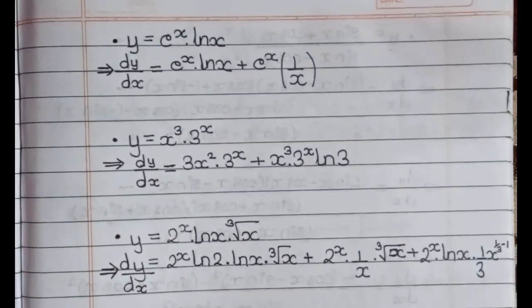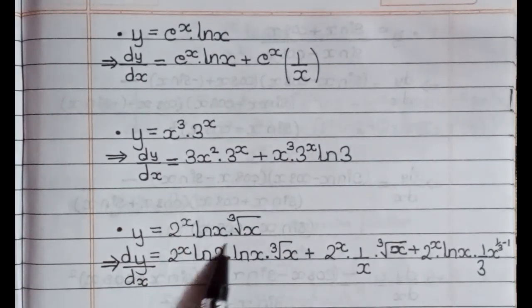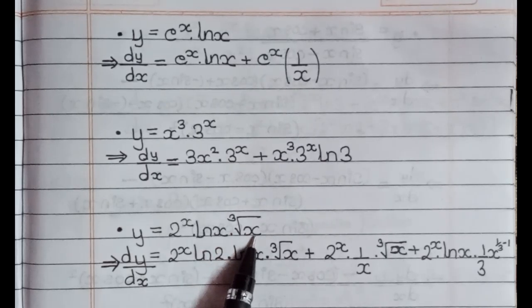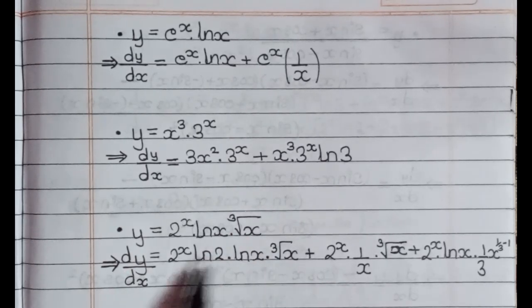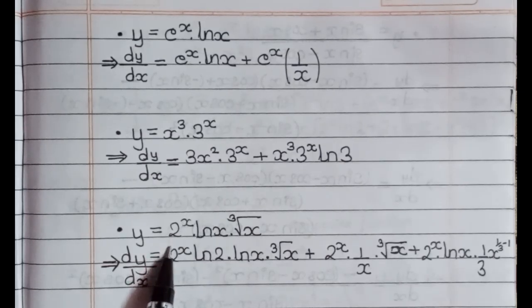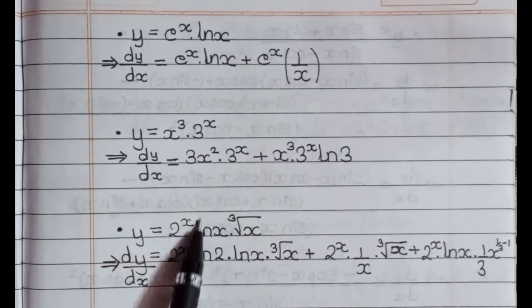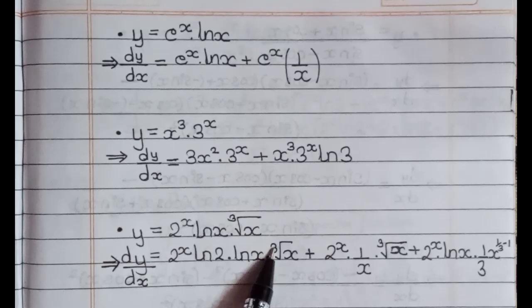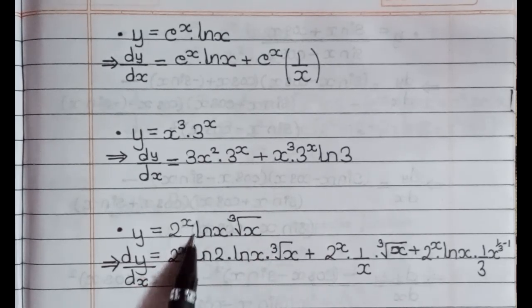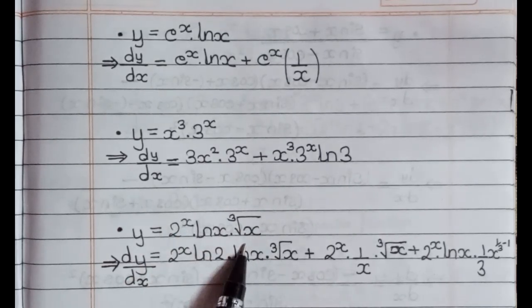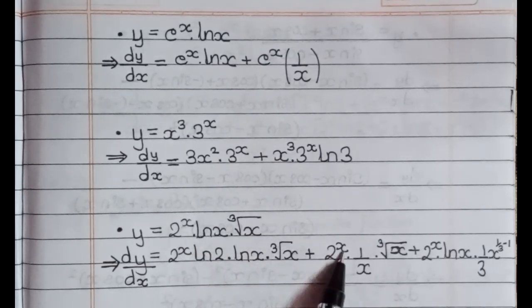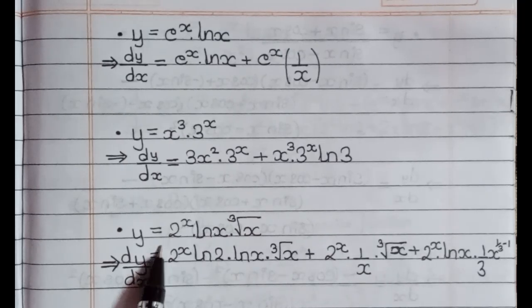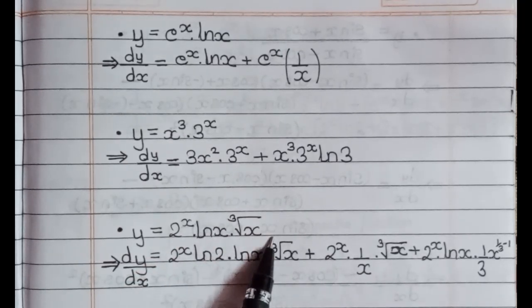Next is y is equal to 2 power x ln x and cube root of x. Here three functions are multiplied. So dy by dx will be, differentiate the first function, keep the second and third as constant. So 2 power x ln 2 into ln x into cube root of x, plus now keep the first function as constant and the third function as constant, differentiate the second one. So 2 power x into 1 upon x into cube root of x, plus now keep the first two functions as constant and differentiate the third function.